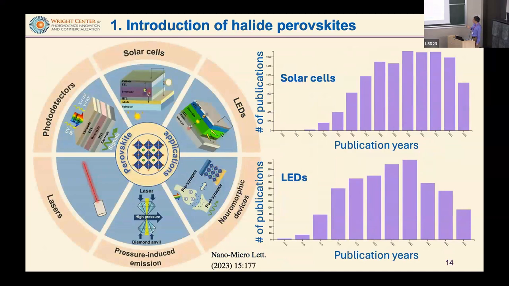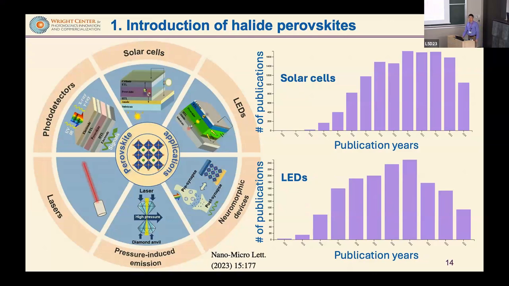And perovskite is not only being used for solar cells, people are also using it in other areas, like photodetectors, LEDs, light-emitting diodes, lasers, and many others. So you can see all the publications are so wonderful. In the last decade or so, both the publications and the device performance increased dramatically.